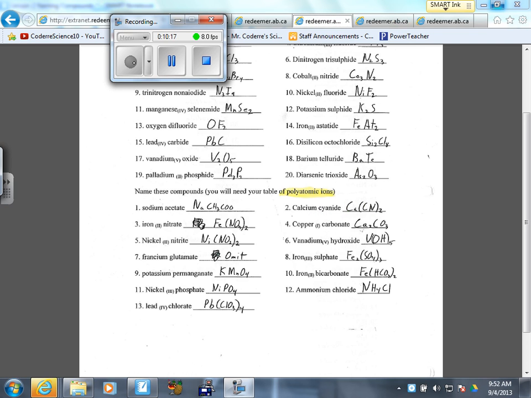All right, guys, just another mistake here. I'll have to redo this key because I've changed number 7 down here. It's francium glutamate on my key, but glutamate isn't on your new table of polyatomic ions. So I had to change your worksheet, but I forgot to change the key. On your worksheet, that says francium phosphate. Francium phosphate is Fr3PO4. So if you've gotten to that one and you weren't sure what to write for that, that's what you write for that, Fr3PO4.